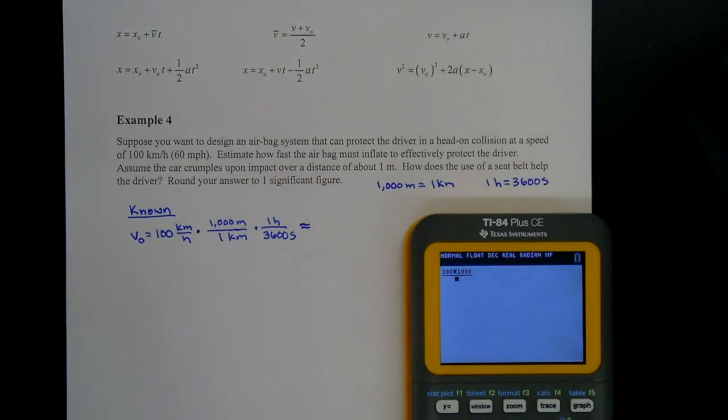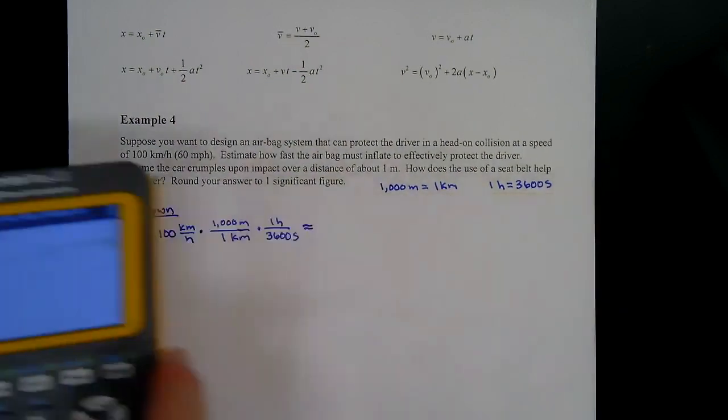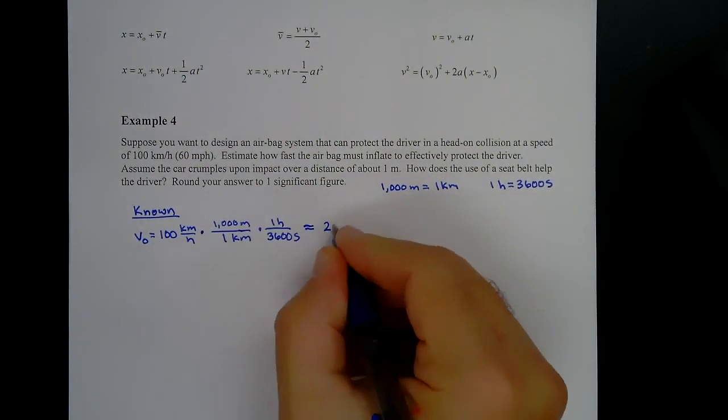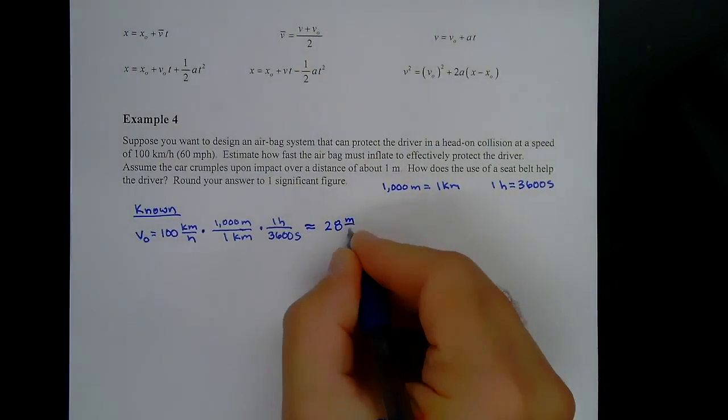And then over 3,600. Okay, and we get 27.78. So I'm going to round this and make it 28 meters per second, just for simplicity. You can do the same thing.